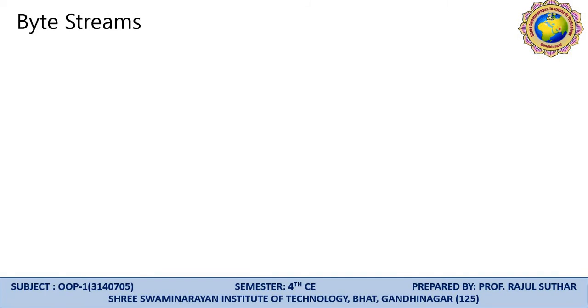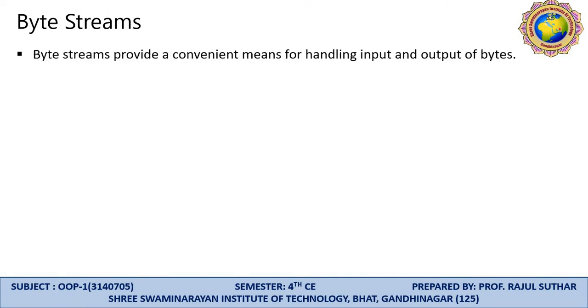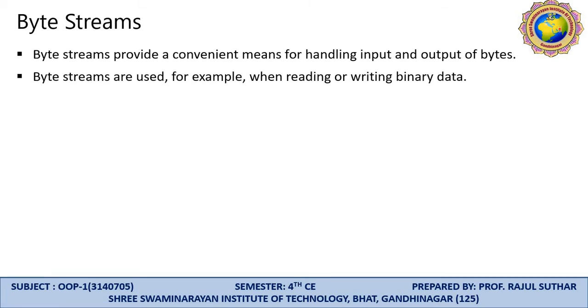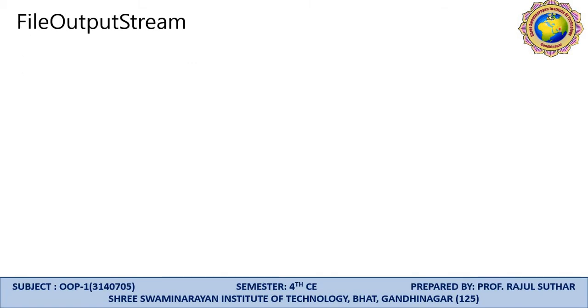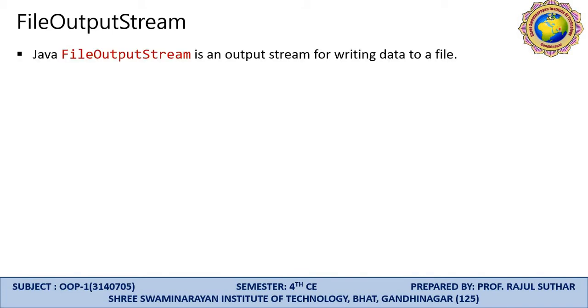So first of all, let me discuss what a byte stream is. Byte streams provide a convenient means for handling the input and output of bytes. Byte streams are used, for example, when reading or writing binary data. Binary data is nothing but the 0 and 1 format. And FileOutputStream, Java FileOutputStream, is an output stream for writing data to a file.